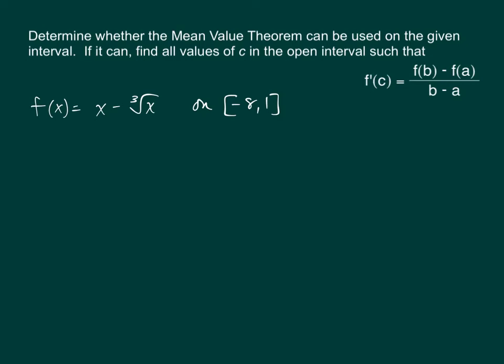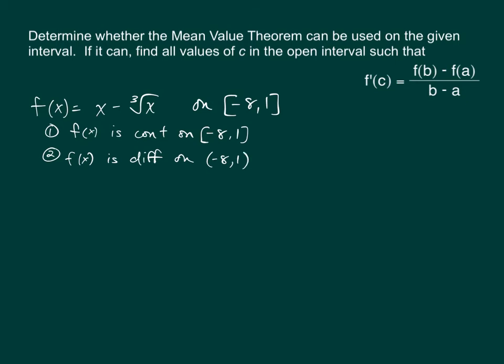And this one requires two conditions. So f of x is continuous on -8 to 1. So we need that to happen, and we also need f of x to be differentiable on the open interval -8 to 1. So we can just check here. Look at the original function. I don't see any x's in any denominators that will cause any restricted values, holes in the graph, vertical asymptotes, jump discontinuities, nothing like that happening.